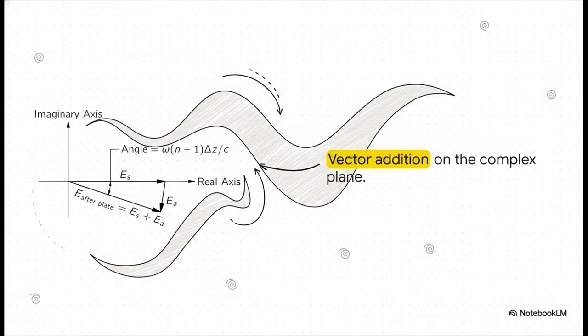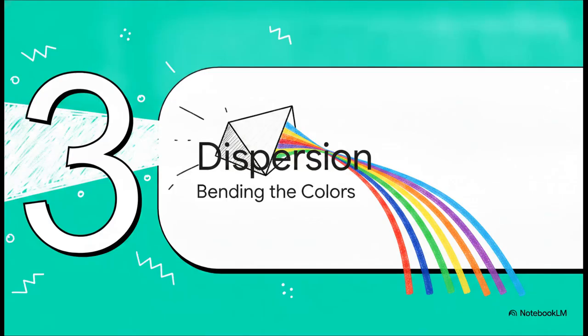This angle is a delay in phase. The crest of the combined wave arrives slightly later than the crest of the original wave would have. The waves didn't actually slow down, but their combination creates a phase delay that perfectly mimics a slower wave. Mind-blowing, right? Now that we know how the illusion of slower light is created, let's introduce different colors in Section 3, Dispersion, bending the colors.